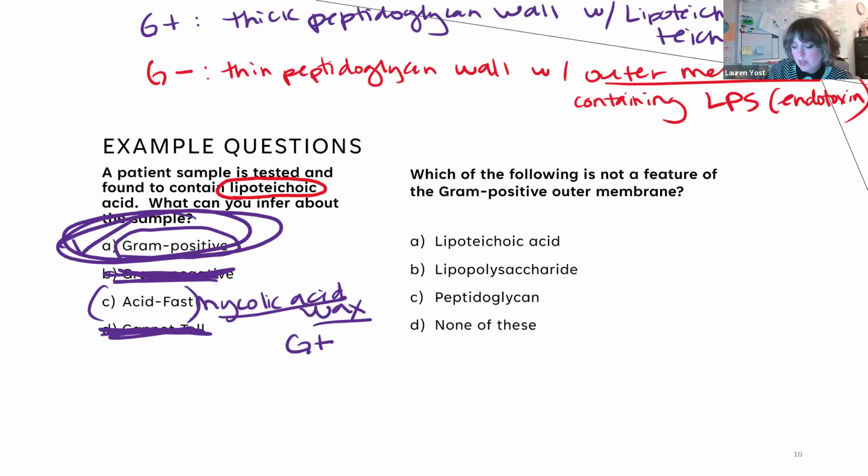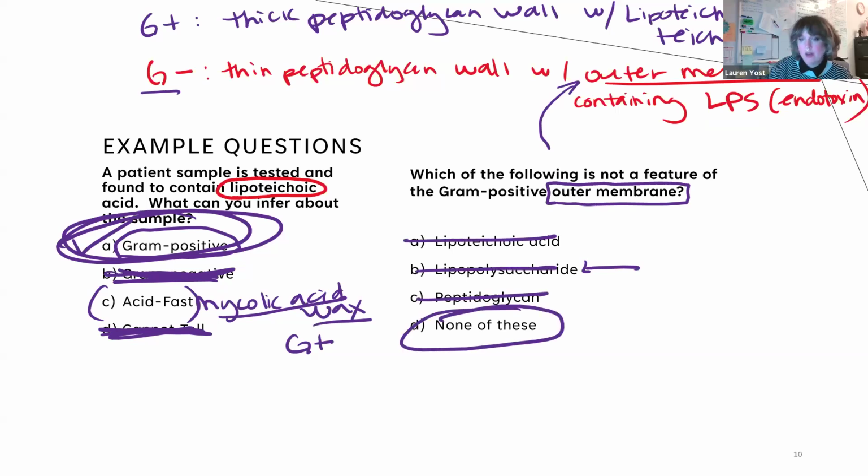Which of the following is not a feature of our gram-positive outer membrane? Where do we find an outer membrane? The gram-negatives. So gram-negatives have an outer membrane with LPS, but not gram-positives. So none of these should have an outer membrane. Okay.